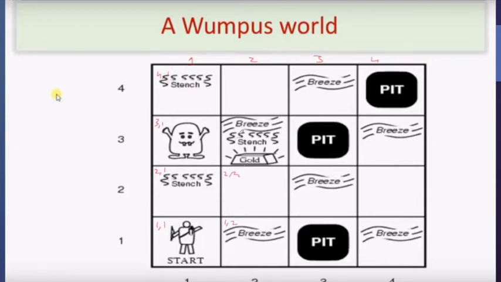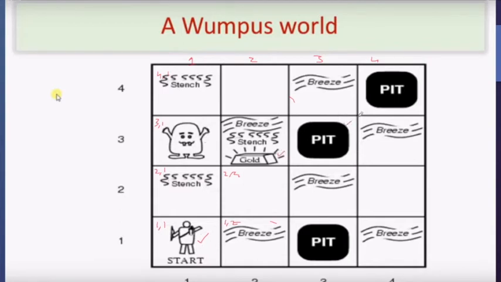So there are different entities in this particular environment. You can see this is a grid and this is the environment, and we have an agent. So this is an agent which is in the starting state. Okay, we have a Wumpus. Wumpus means a type of monster. So here we have a monster which is called Wumpus, and we have a gold here. You can see this is a gold.